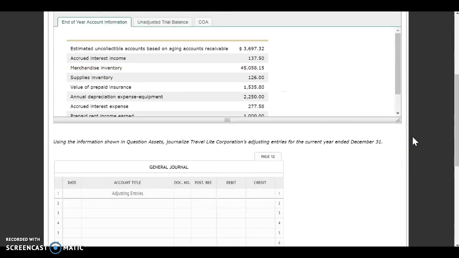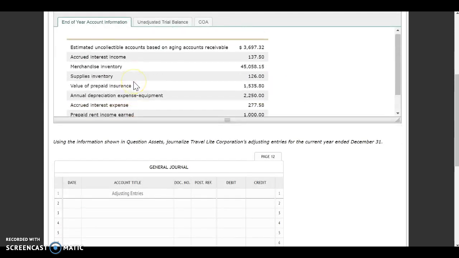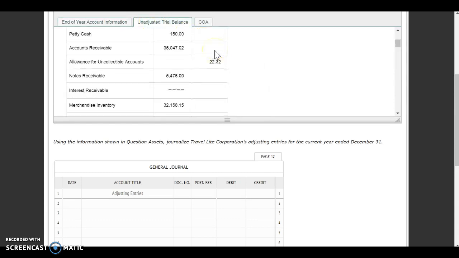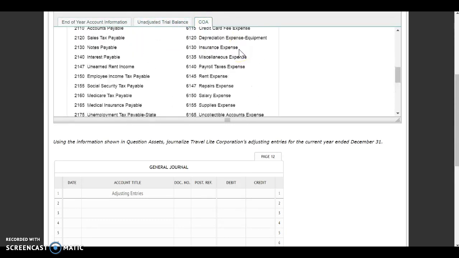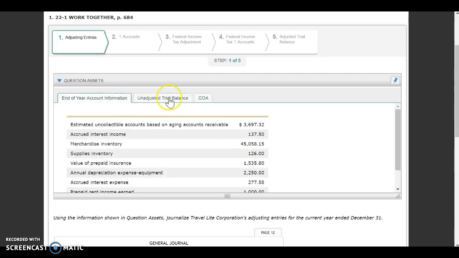It says using the information shown in question assets, we're going to journalize Travel Light Corporation's adjusting entries for the current year ended December 31st. So when we look under question assets, here they give us some information that we'll need for adjustments. Here they give us our unadjusted trial balance, and then we also can see our chart of accounts that we have. And we're mainly going to be looking at these two here.